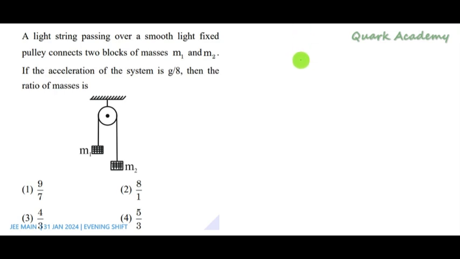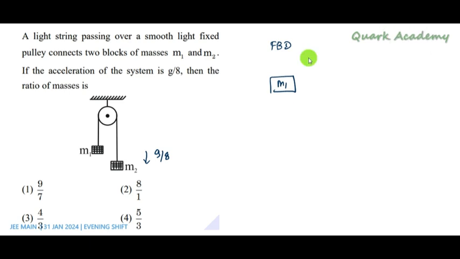In this question, we need to find the ratio of masses. So it's a pulley mass problem. Two masses are there and their acceleration is given. So let's consider the acceleration is in this way, g by 8. So we'll do the free body diagram of mass m1.